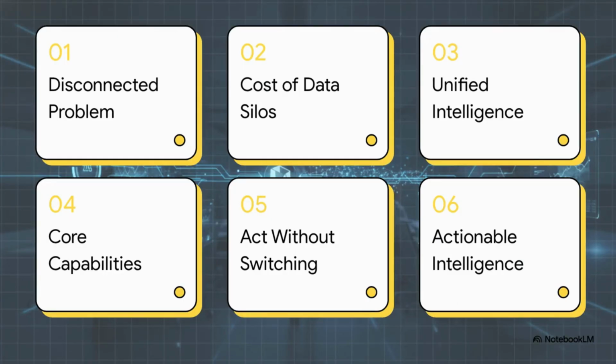Okay, let's take a quick look at our roadmap for today. We're going to cover the disconnected business problem, the actual cost of data silos, the unified intelligence layer, core enterprise capabilities, acting without switching systems, and finally, actionable business intelligence. All right, let's get to it.